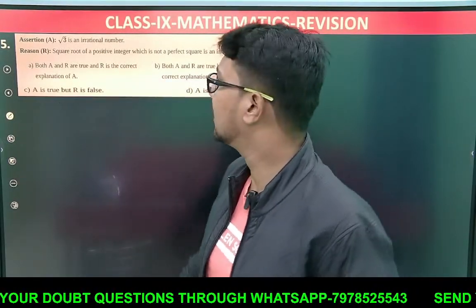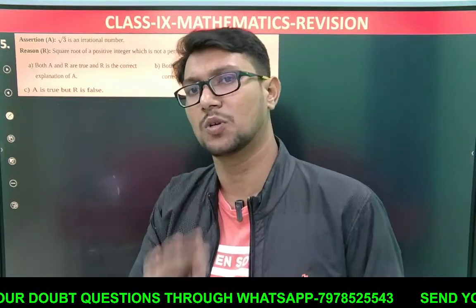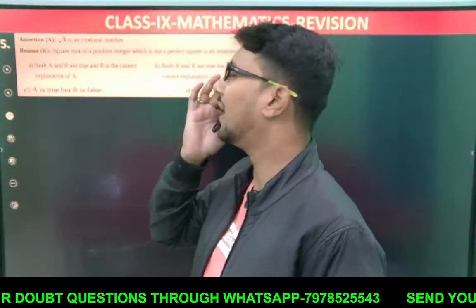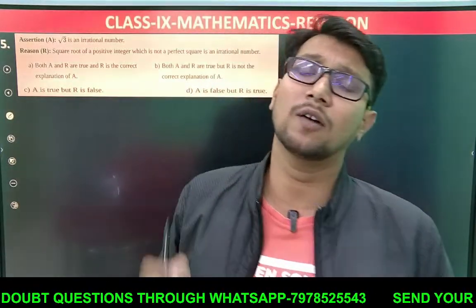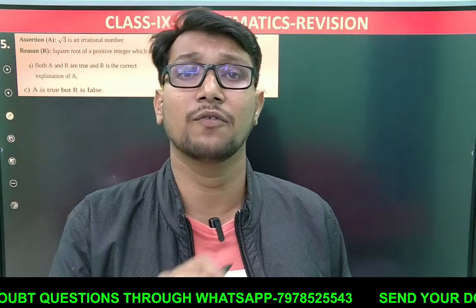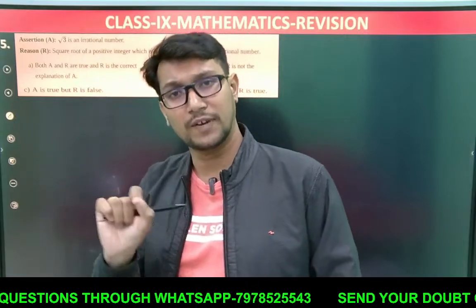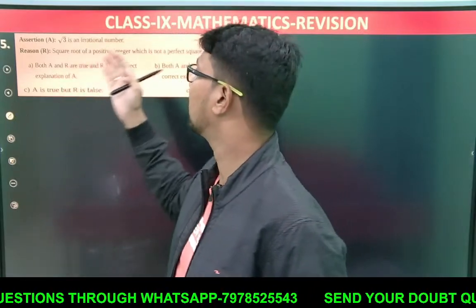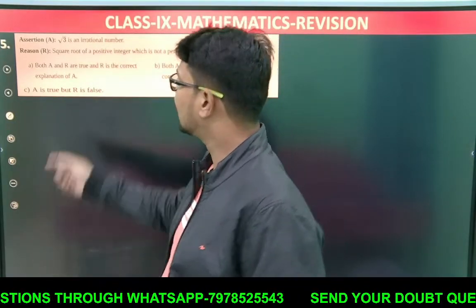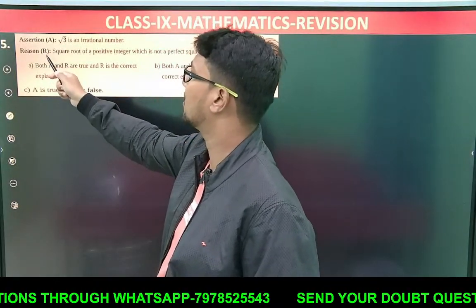Root 3 is an irrational number. Of course, it is true. Why? Because the square root of every non-perfect square is an irrational number. Though 3 is a non-perfect square, its square root is an irrational number. The same thing has been mentioned in the reason.